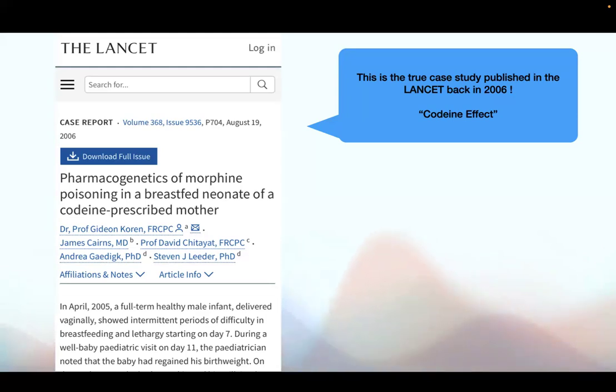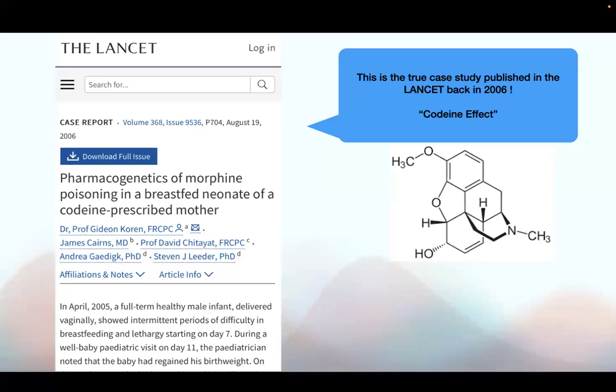So we are learning the concept behind neonate death caused by prescribing a simple painkiller. I hope you now have clarity on why we are studying pharmacogenomics today. As healthcare professionals, we should be aware of this concept and this case, which was one of the greatest examples of why this is so important to practice. So this is the codeine effect case.